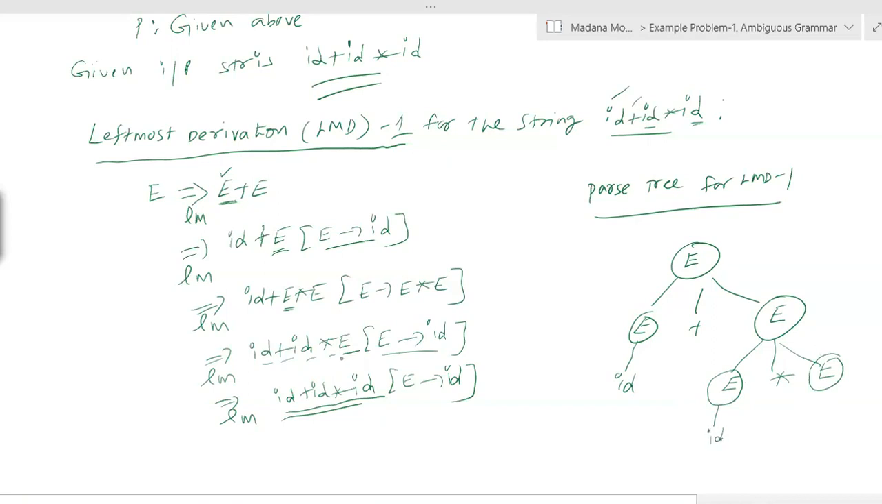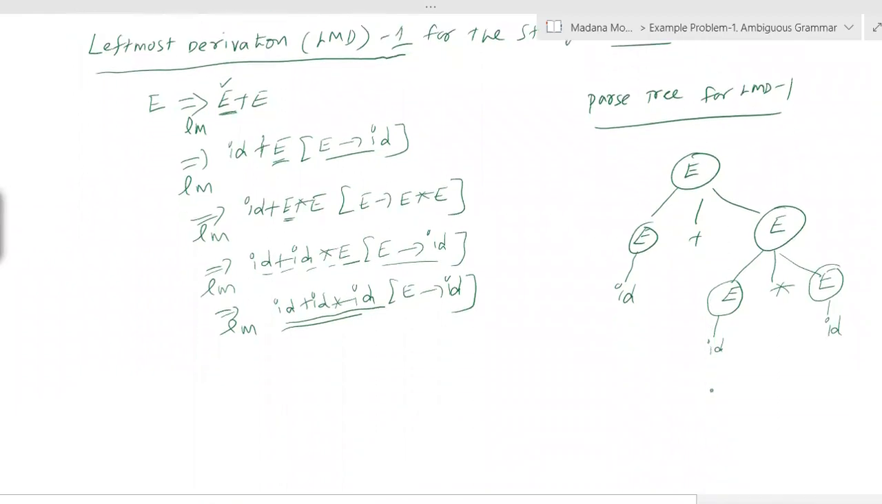Then in the last step, we have only one variable left. So that is also again substituted by ID. E derives ID. Now we can see from this.